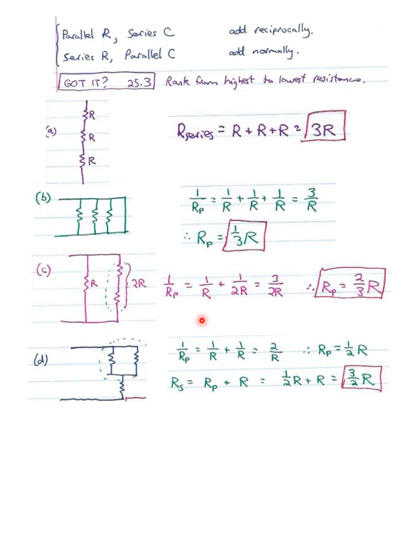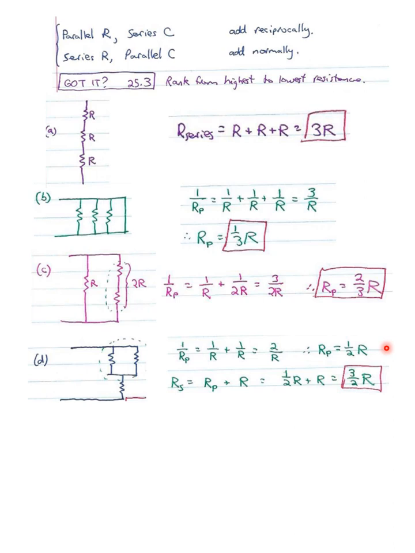First, we need to consider what this parallel combination is. Then once we find what it is, we'll put it in series with the one down below. So let's look at the parallel first. 1 over R_P is 1 over R plus 1 over R, which is 2 over R, which means the total effective parallel resistance for this bit that I've circled here is 1/2 R.